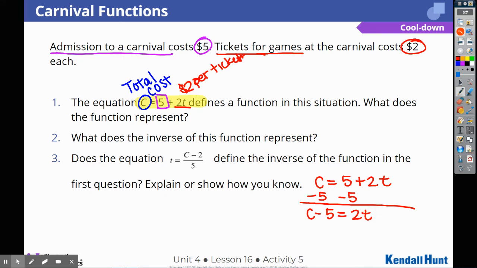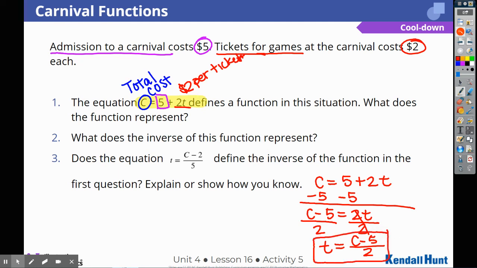Now we have 2 times t, so that's multiplication. We have to do the opposite, which would be divide both sides by 2. So those would cancel out, and we would have t equals (c minus 5) divided by 2. So the number of tickets that we could purchase is equal to the total cost we have minus the $5 per admission, divided by the $2 per ticket. And so this would be our inverse function.